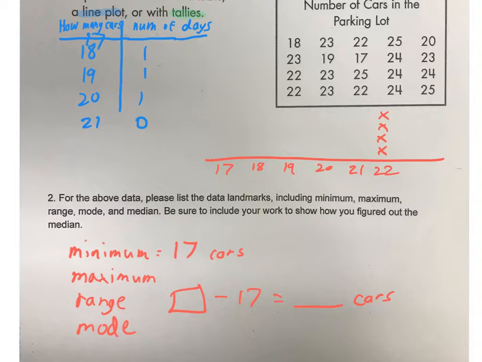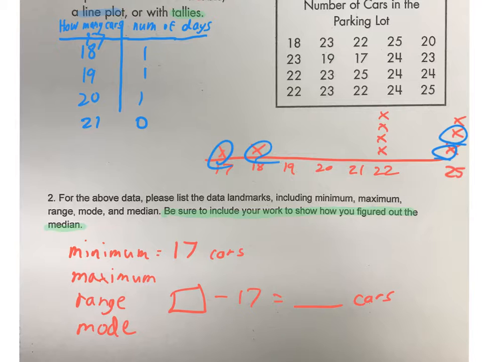And then finally, the median. I want to highlight this here. Be sure to include your work to show how you figured out the median. So for the median, you need to figure out what's in the middle. If I have a line plot, I'm going to have this here, and there's some numbers over here. 25 has a couple. To figure out the middle number on your line plot, you can just go back and forth and circle, and figure out what number is exactly in the middle.